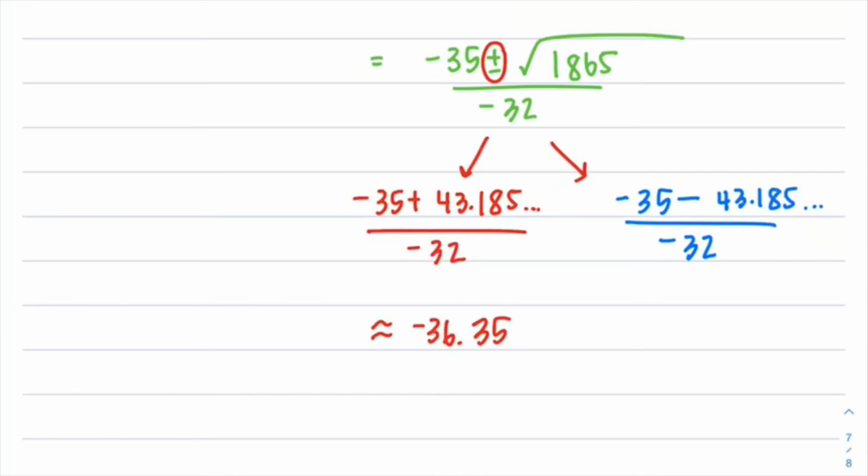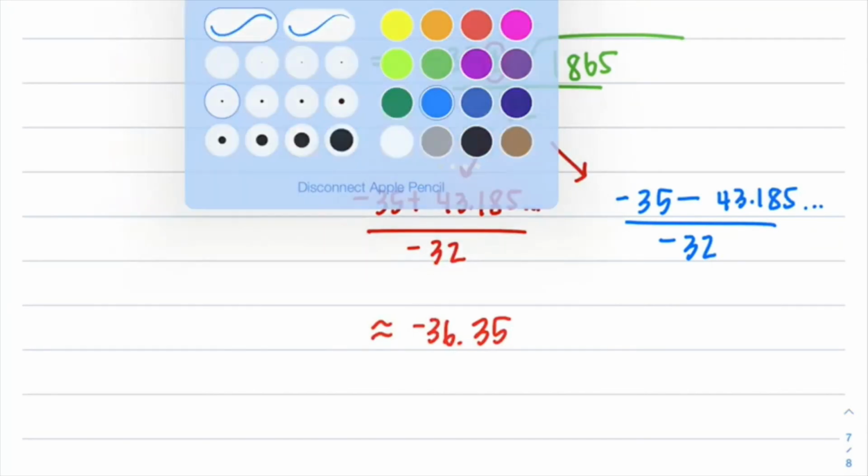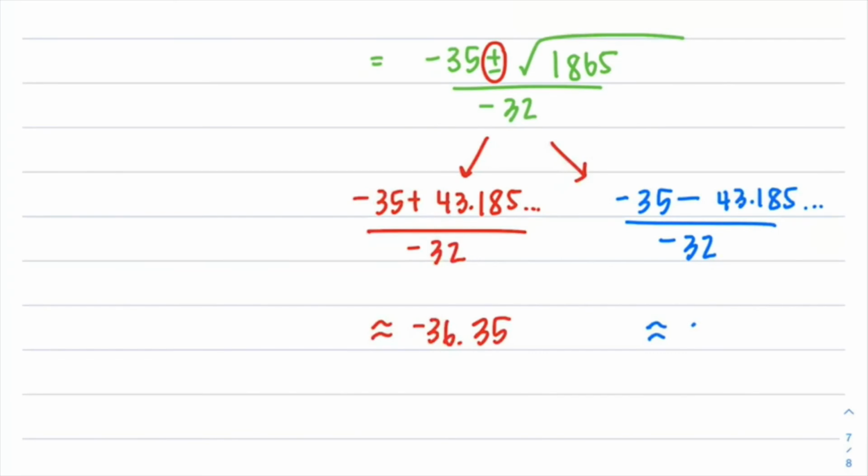On the other side, I have negative 35 minus, again, the square root of 1865, and then divide that by negative 32. What I end up getting here is about 2.44. And again, please just be really cautious with your calculators. If you guys are following along right now, make sure that you can plug in these numbers and get these same answers too. But what I want to point out to you guys is the final answer.